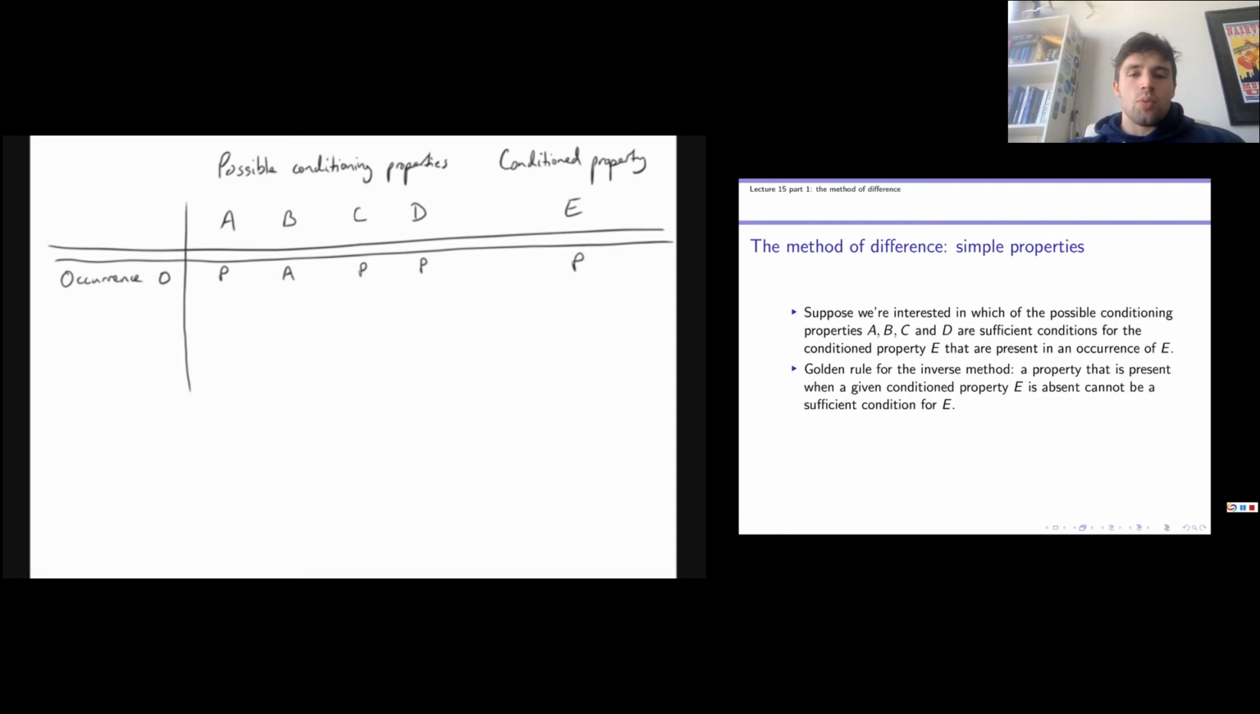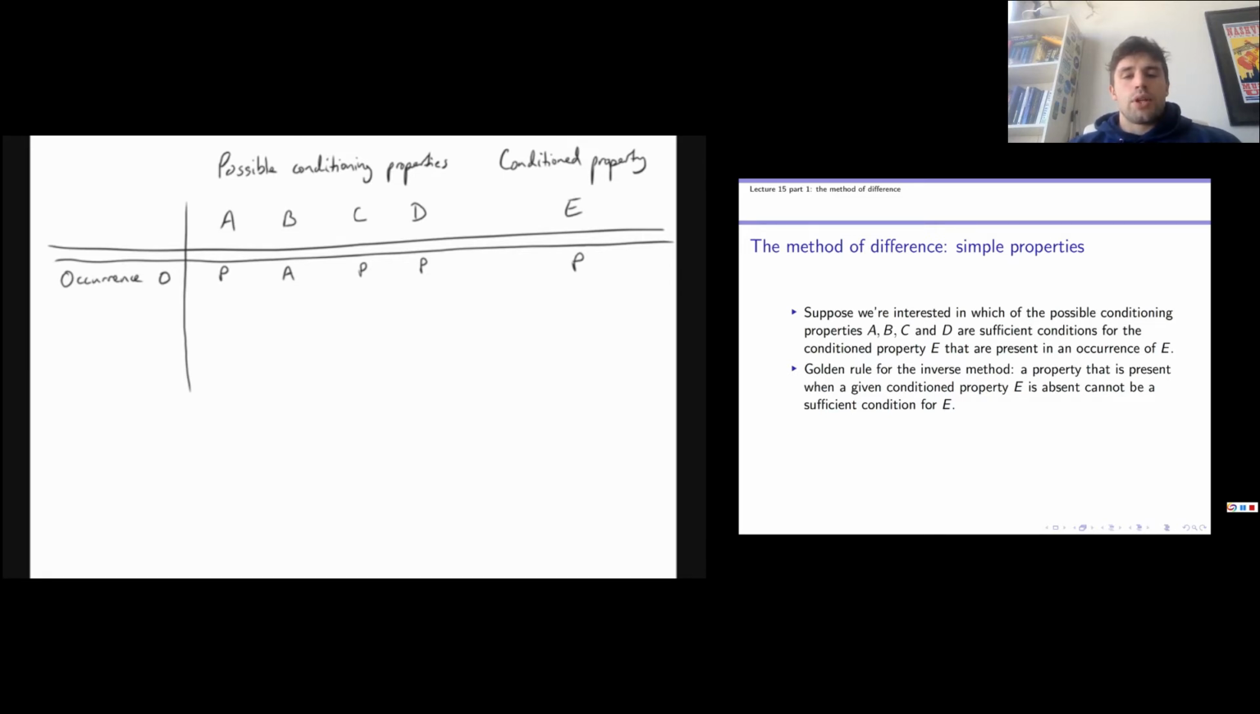So the idea is that once we've recorded an occurrence in which the conditioned property E is present, along with the presence or absence of some possible conditioning properties like we've got here, which we can think of as step 1 of the method of difference, then we apply step 2, in which we look for additional occurrences in which E is absent.